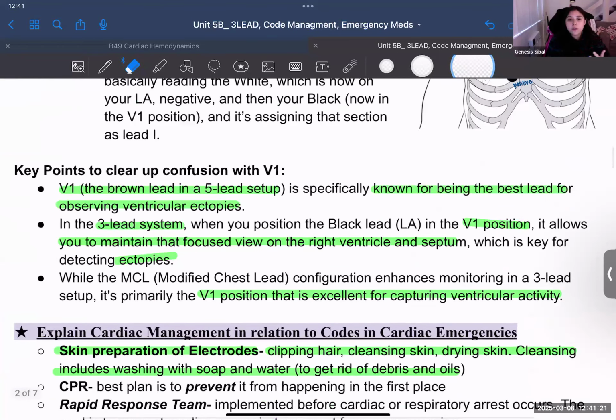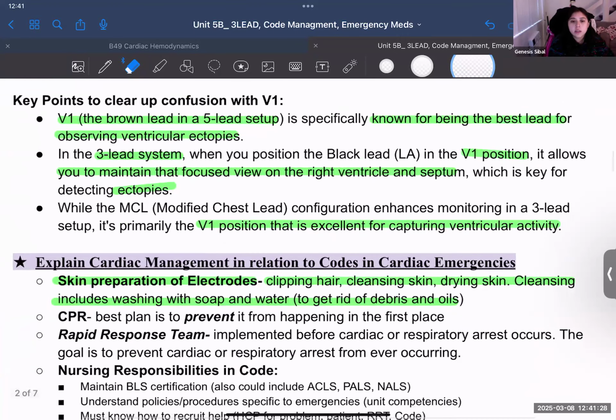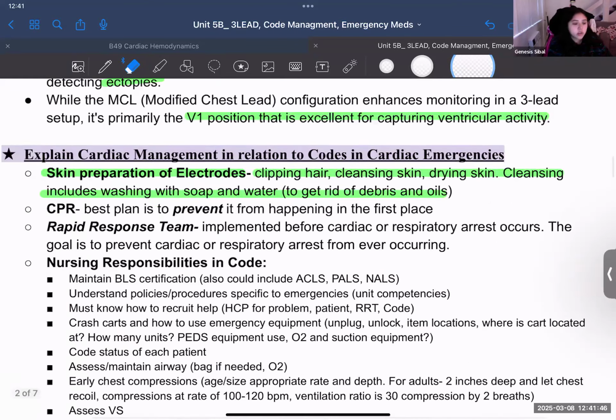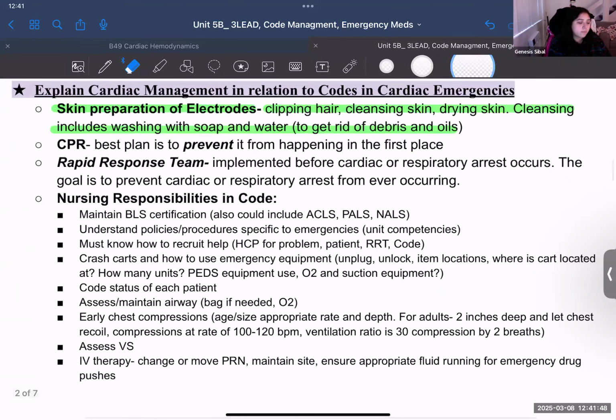But to clear up some more stuff about V1. So basically, V1 best for seeing ventricular ectopies. 3 lead system. When you position the black lead in the V1 position, it basically again allows that focus to be on the right ventricle, in the septum, which is again good for detecting more ectopies. And then a modified chest lead configuration enhances monitoring in a 3 lead setup. But again, V1 best for seeing ventricular ectopy for that.